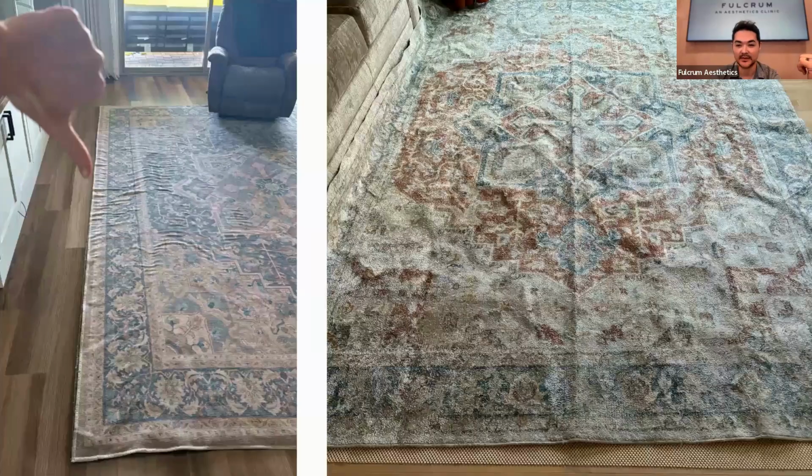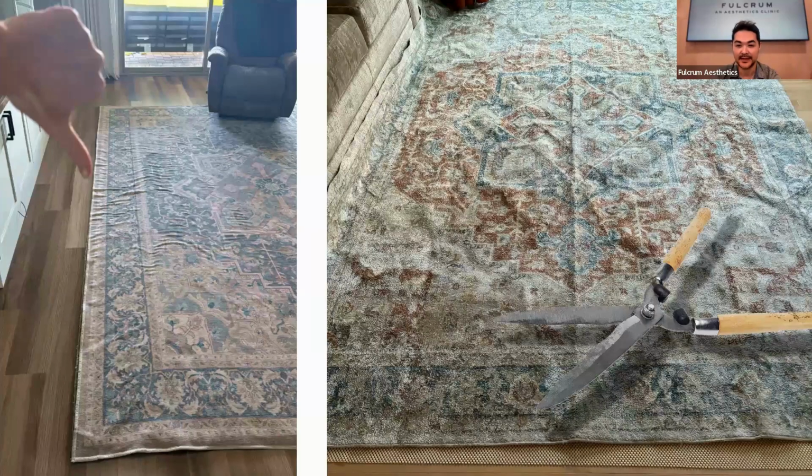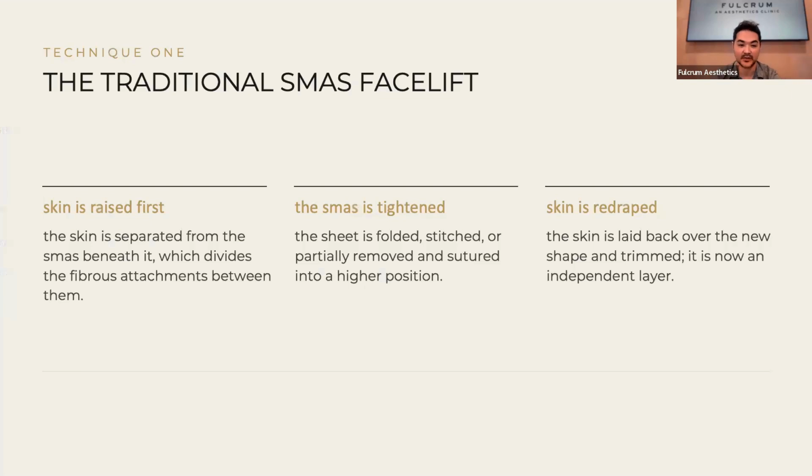So you don't really want to just cut out the folds, and you can't just sew them and overlap them without it looking terrible. But why does that matter? Backing up for a second to the traditional SMAS facelift, that's what's done in a traditional facelift.